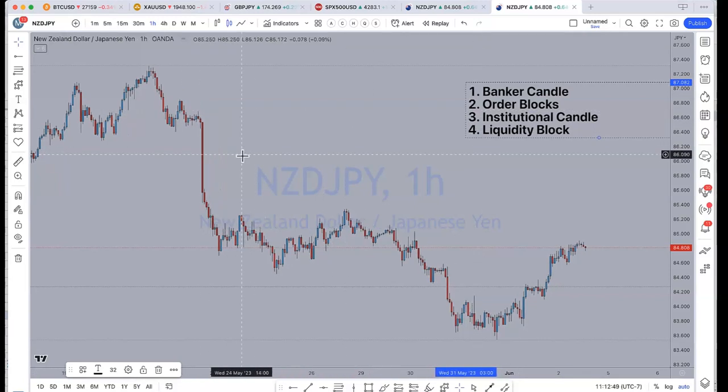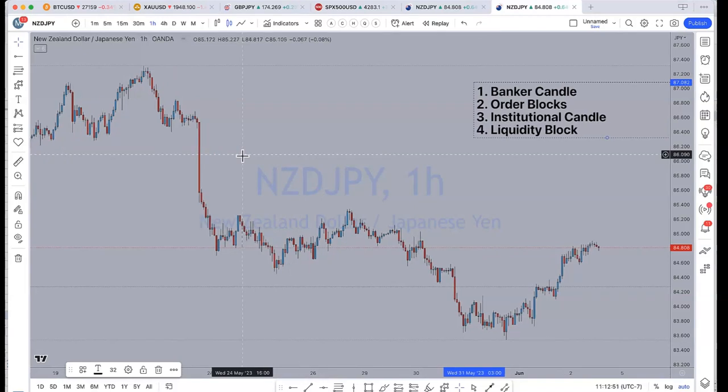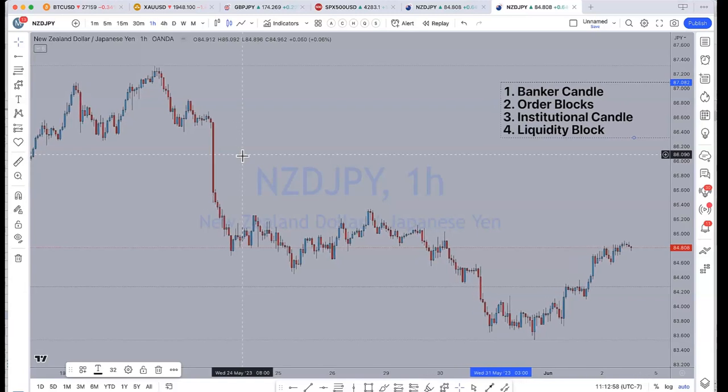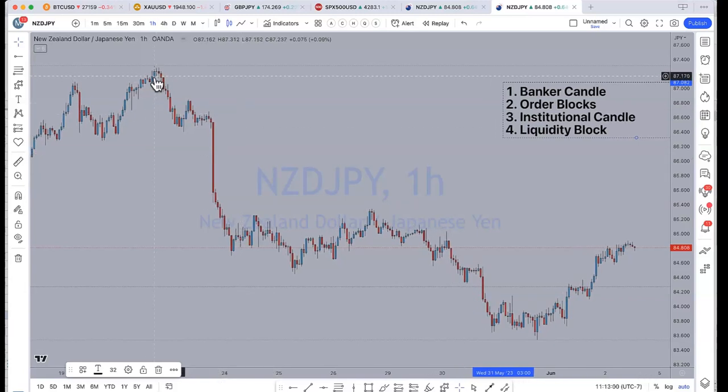So let's talk about these candles. A banker candle is basically the last candle before an impulsive move. Something like this right here is the last up candle before an impulsive down move. That candle right there, I would designate as a banker candle. In the opposite way, you've got this last down candle before this explosion up, and that I would also call a banker candle.